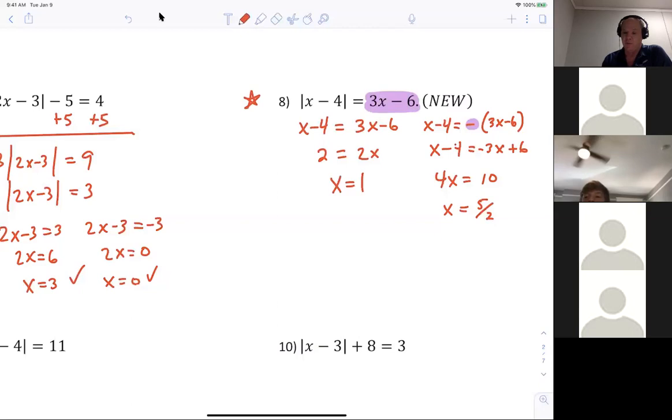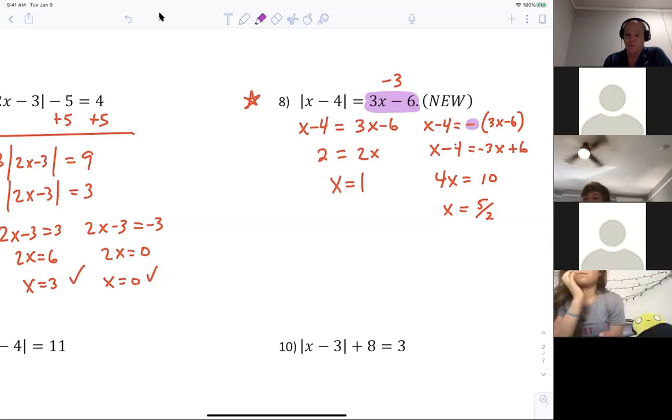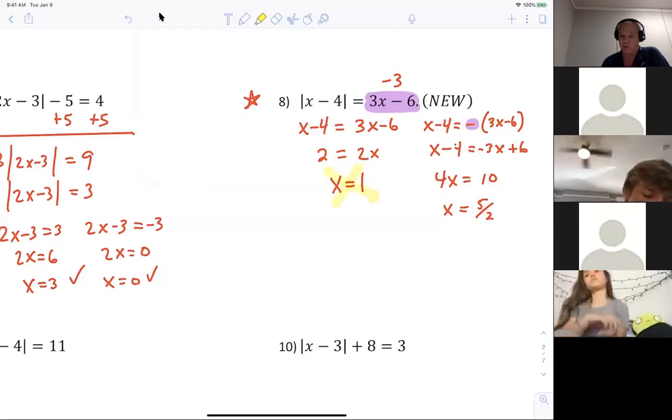I will get negative 3. Is there any way for the absolute value to equal negative 3? No. And of course, the answer is no. Thank you very much. So this, if you recall, was called an extraneous solution. So it's not an answer. All right, you have to cross that out.